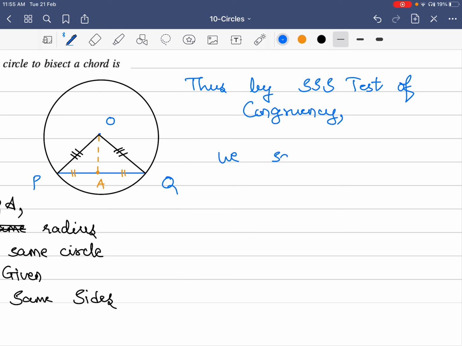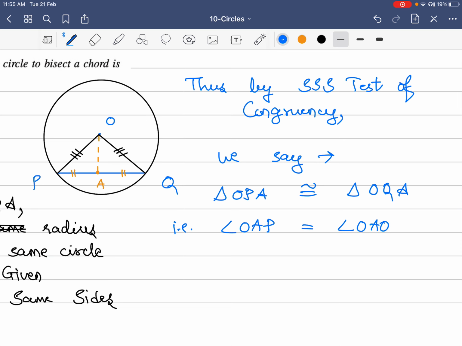we say triangle OPA is congruent to triangle OQA. Yes, and from this it follows that angle OAP is equal to angle OAQ. Why is this so? Because they are again corresponding parts of congruent triangles.